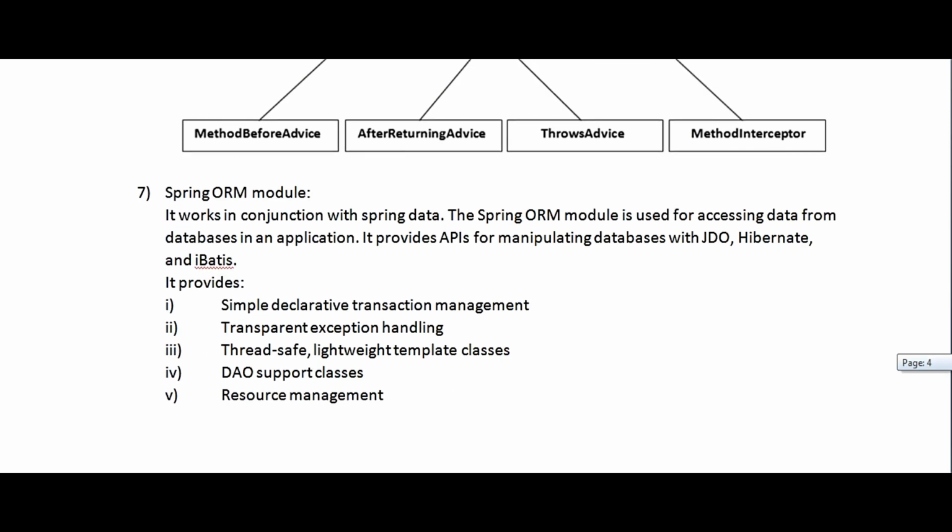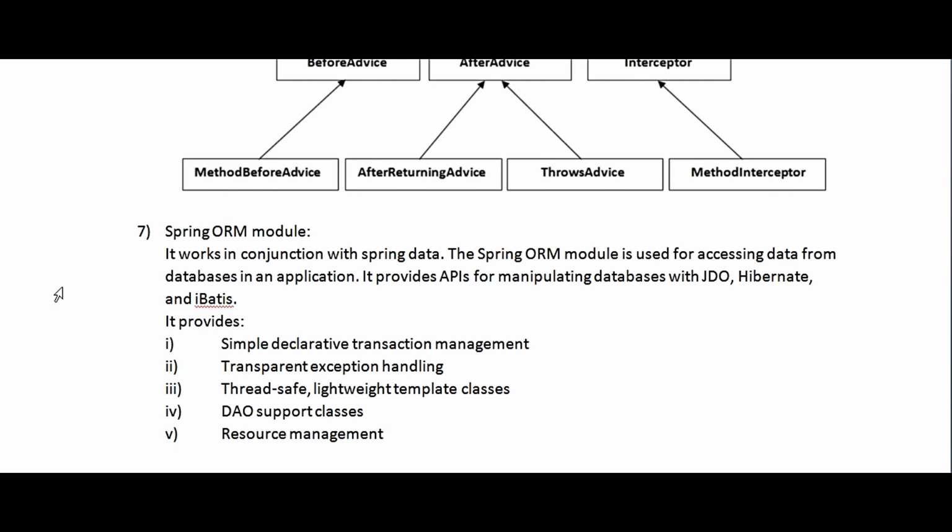So next up we have the Spring ORM module, and the Spring ORM module works in conjunction with Spring Data. It is used for accessing data from databases in an application. It provides APIs for manipulating databases with JDO, Hibernate, and iBatis. It provides simple declarative transaction management, transparent exception handling, thread safe, lightweight template classes, DAO support classes, and resource management.